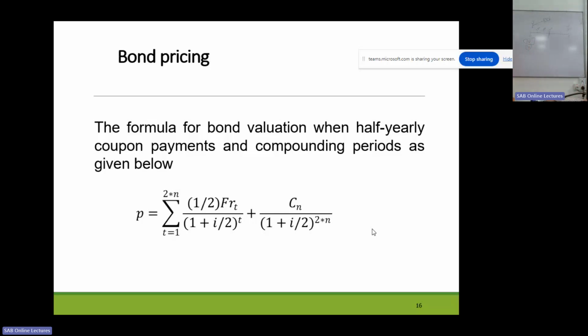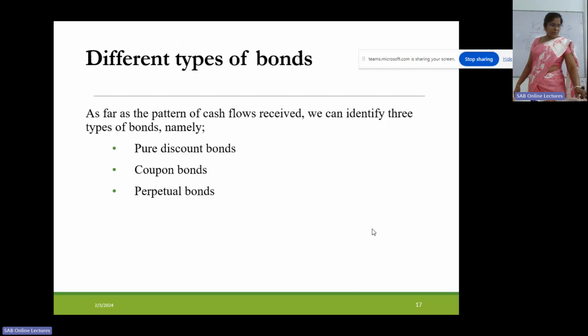This is also not new for you. Now, if the coupon is paid semi-annually, we have discussed cash flows like this in time value of money. If the coupon is paid semi-annually, so what you have to do, you can see. Anyway, we can discuss it with the calculation.